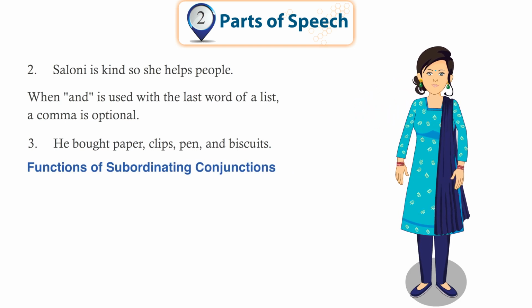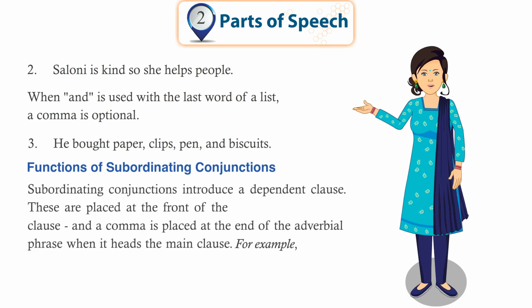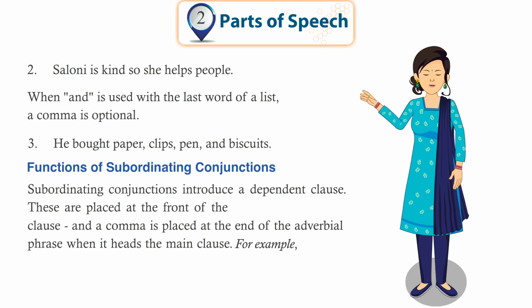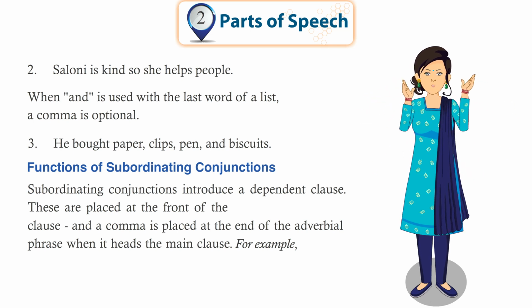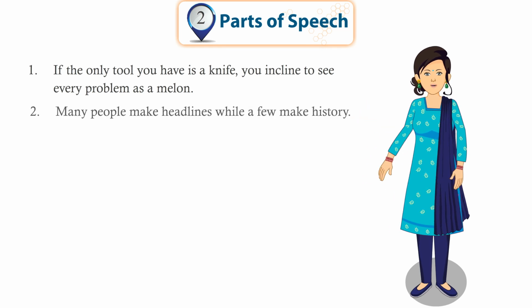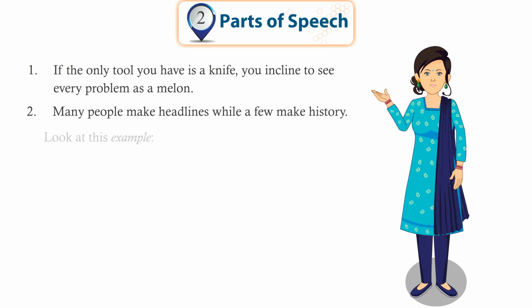Functions of subordinating conjunctions. Subordinating conjunctions introduce a dependent clause. These are placed at the front of the clause, and a comma is placed at the end of the adverbial phrase when it heads the main clause. For example, if the only tool you have is a knife, you incline to see every problem as a melon. Many people make headlines while a few make history.